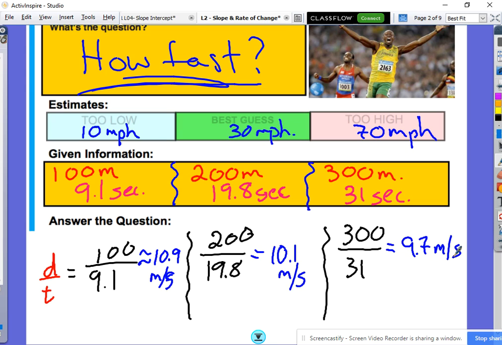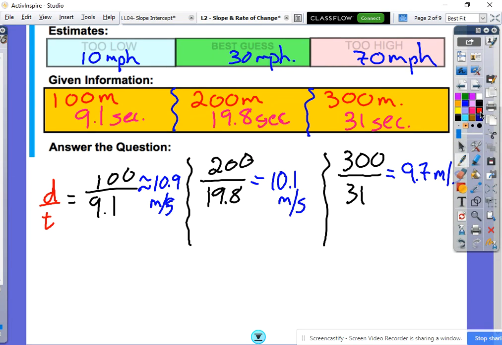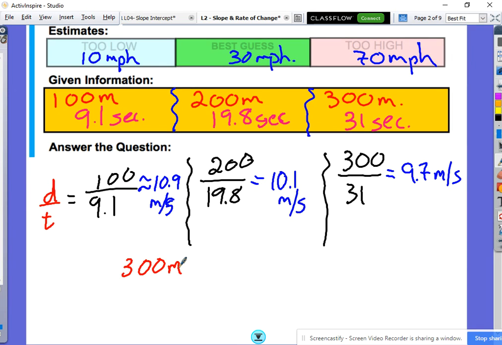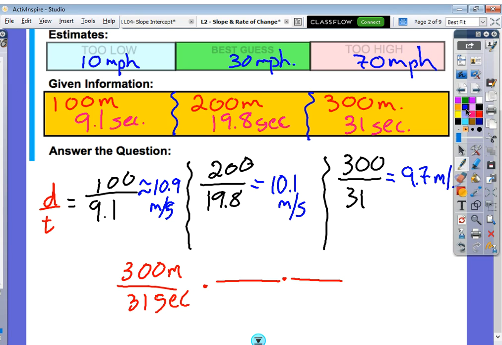We're actually going to use this last option, and I'm going to show you some quick math here for a second. This goes back to what we learned last unit. 300 meters every 31 seconds. I want to convert this into, we're not going to do miles per hour, we're going to do kilometers per hour, since we're in meters.